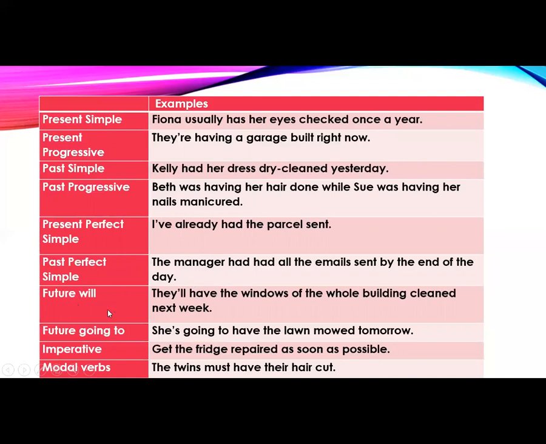Future with will. They'll have the windows of the whole building cleaned next week. Future with be going to. She's going to have the lawn mowed tomorrow. Imperative. Get the fridge repaired as soon as possible. And of course, this structure can be used with modal verbs, as we mentioned in the previous slides, like the twins must have their hair cut.